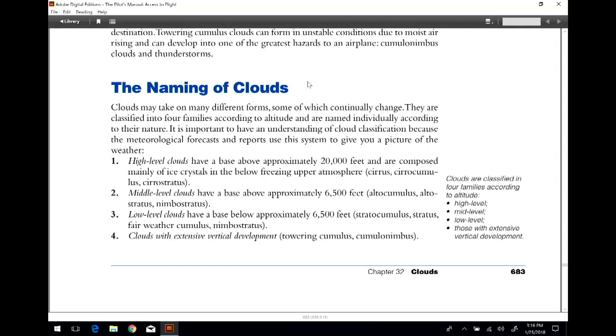So then we look at mid-level clouds. Mid-level clouds may have a base of approximately 6,500 feet, and these have the prefix alto. I don't know how many of you have been in a choir, but when you have an alto, that's kind of the idea.